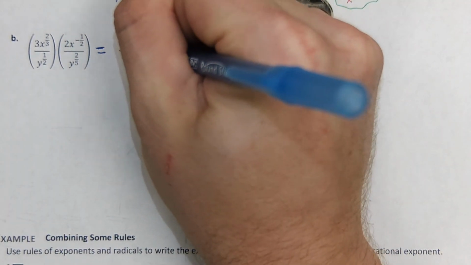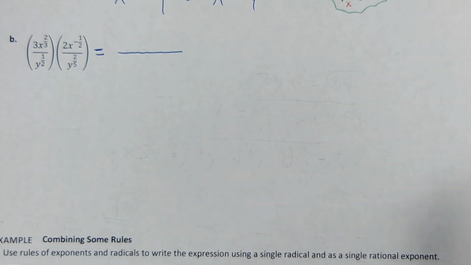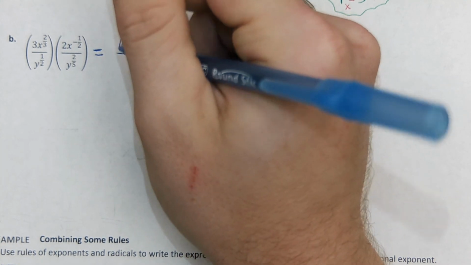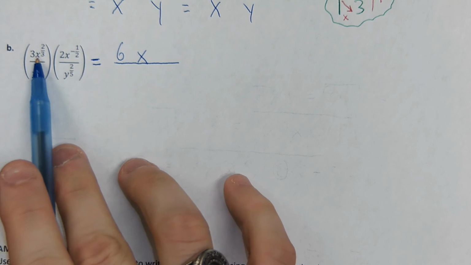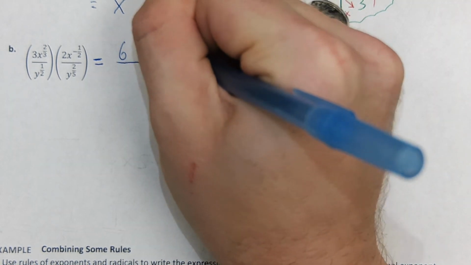Anywho, what do we got going on? Well, we have multiply straight across the top and straight across the bottom. That's how you multiply fractions, straight across. 3 times 2 is 6. x to the, since I'm technically multiplying two numbers of the same base here, I'm just adding their exponents. 2/3 and -1/2. That's the same thing as saying 2/3 minus 1/2.